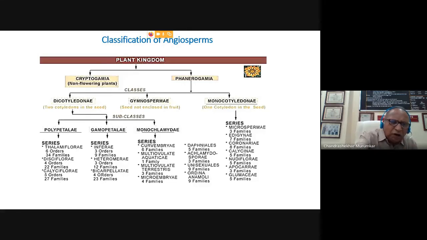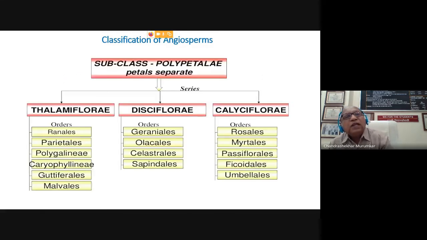Similarly, the Dicotyledons were subdivided into three divisions: Polypetalae, Gamopetalae, and Monochlamydeae. That is, petals are free, petals are fused, and perianth is present, with no calyx and corolla, and that's why it is called Monochlamydeae, that is, the perianth is present. Whereas the monocots directly had 7 orders, which they called 7 series. So this is an overview of the classification.